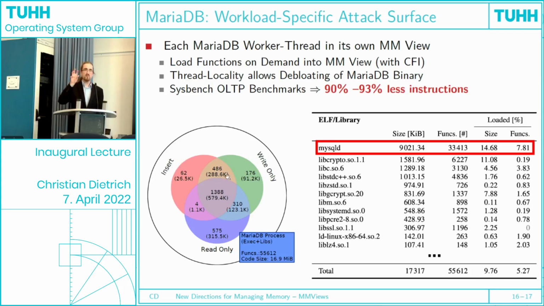So there is some common core of functions in MariaDB that is used by all kinds of workloads, but really they are different. So we have thread-specific, workload-specific deep loading. And what we also see is that this is really effective. Overall, we can remove up to 90%, 93% of the executable bytes within our running process. So this really makes a difference for the attackability.